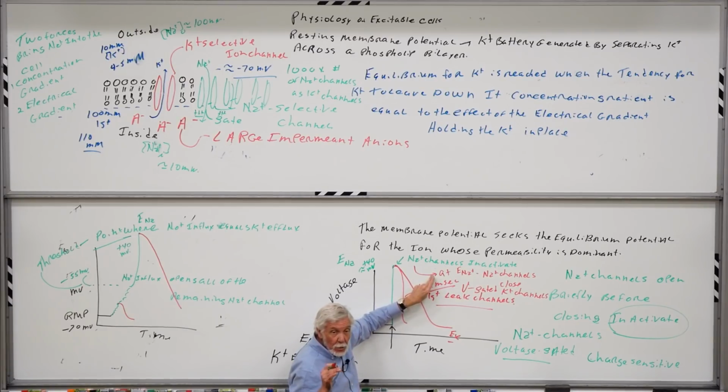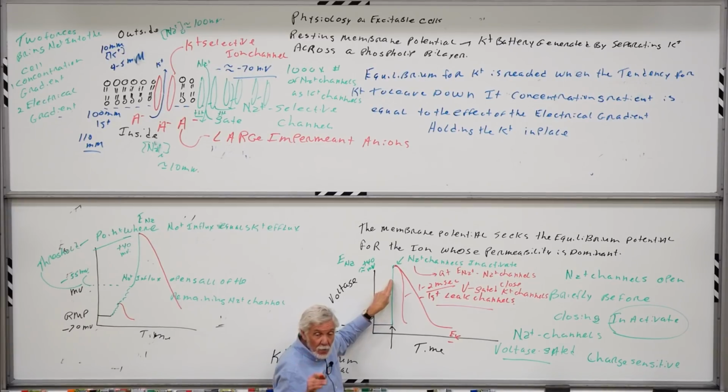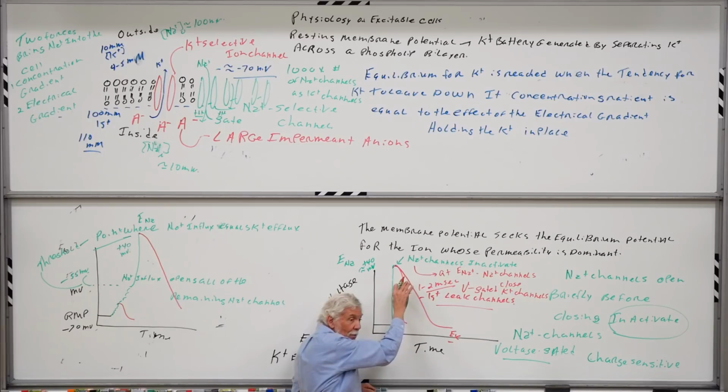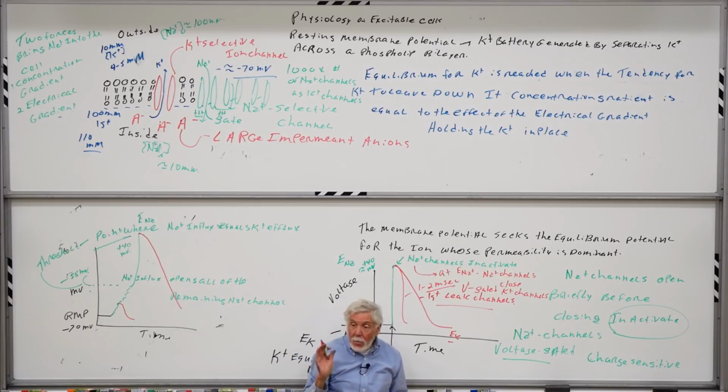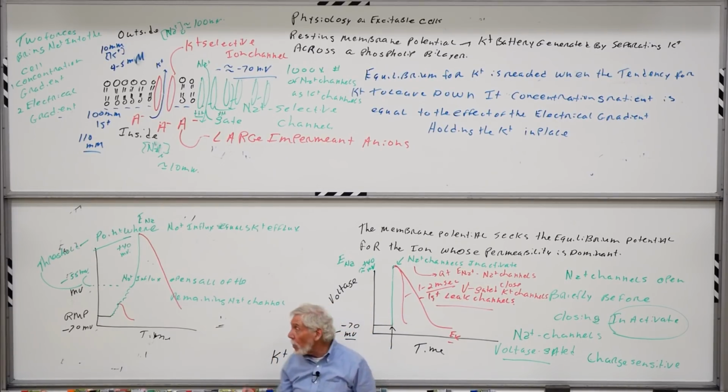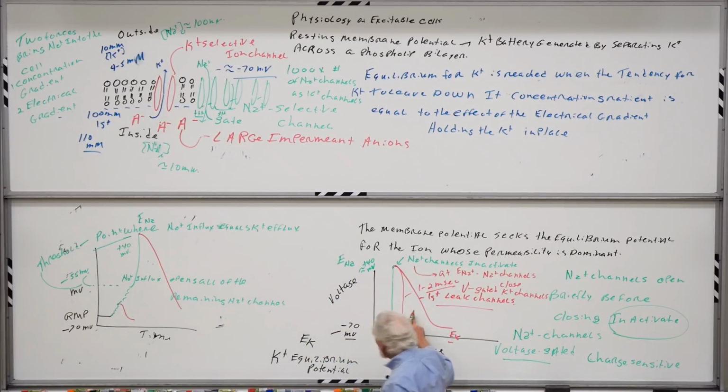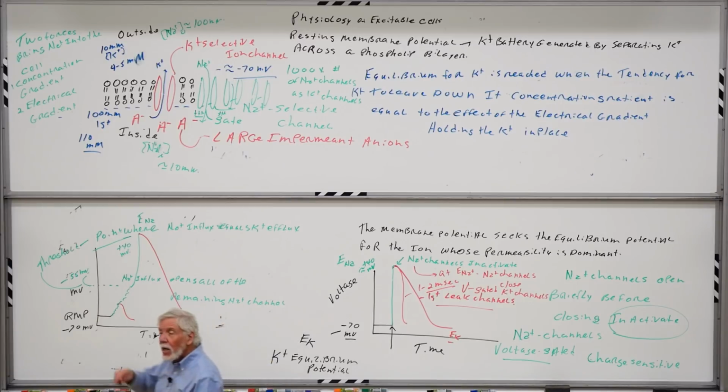So now you're not dependent upon the small number of potassium leak channels. You now have a whole new set of potassium channels which now become active and increase by a whole lot the membrane permeability for potassium. And you're back to the membrane potential seeks the equilibrium potential for the ion whose permeability is dominant. You're going to drive the membrane potential in a millisecond or so back to the equilibrium potential for potassium, and you start over.